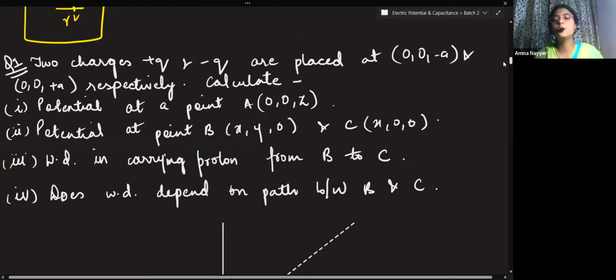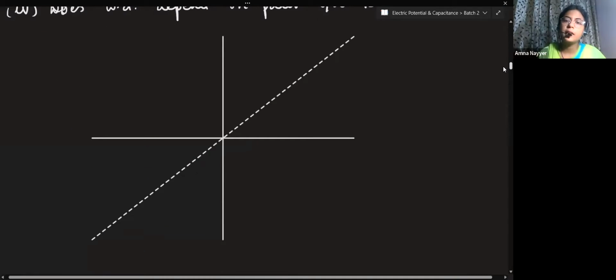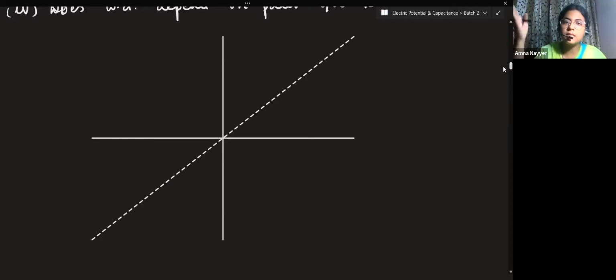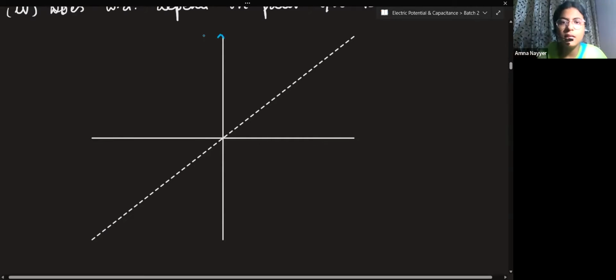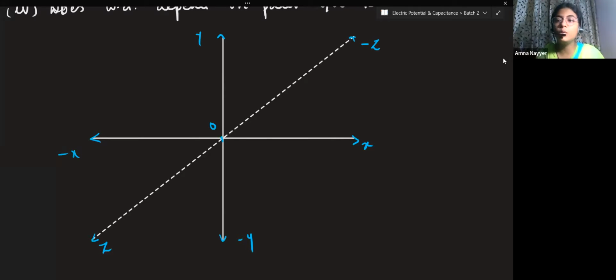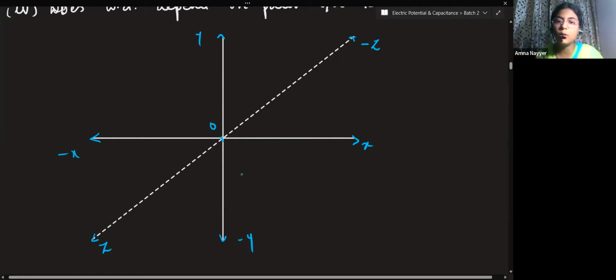Two charges plus q and minus q are placed at (0, 0, minus a) and (0, 0, plus a). See, (0, 0) means x-axis is 0, y-axis is 0. You have to place it on the z-axis. Let's say this is the y-axis, this is the x-axis, this is the negative z-axis, and this is the positive z-axis, this is the negative x-axis, and this will be the negative y-axis. This is your origin. Now you have to identify where the charge is located.